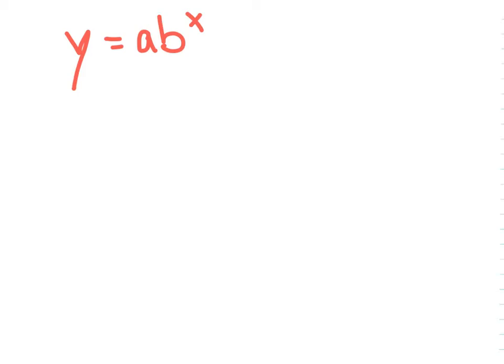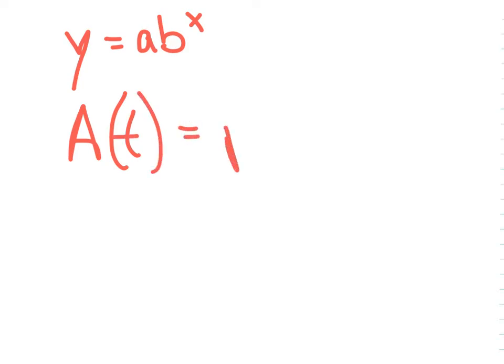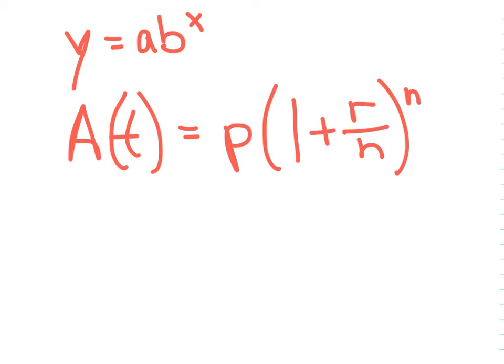We had another form of this equation that we didn't talk that much about. We did a little bit. I'm going to talk about it a little bit more right now. And it was in the form A of t equals some starting amount P times 1 plus r over n, all to the nt power.